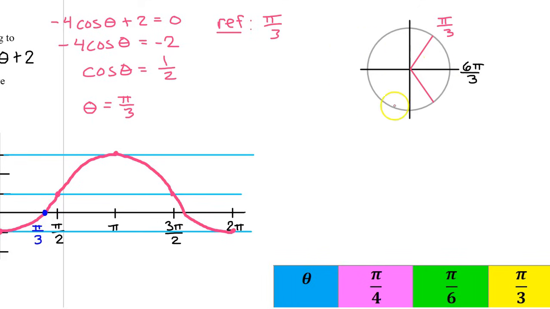We can think of 2 pi as 6 pi over 3. So this angle in the fourth quadrant is 5 pi over 3. That is another solution and the other x-intercept that we were looking for. So right here is 5 pi over 3.